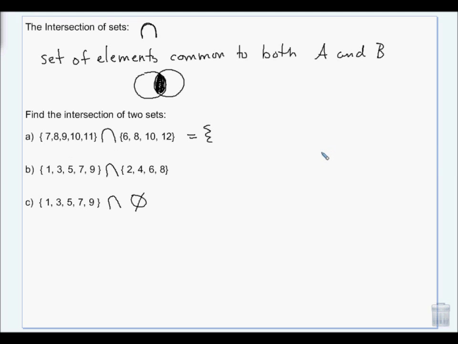Is that fair? Okay. So I have an 8 and an 8 and a 10 and a 10. Nothing else matches, right? So my intersection is 8, 10.